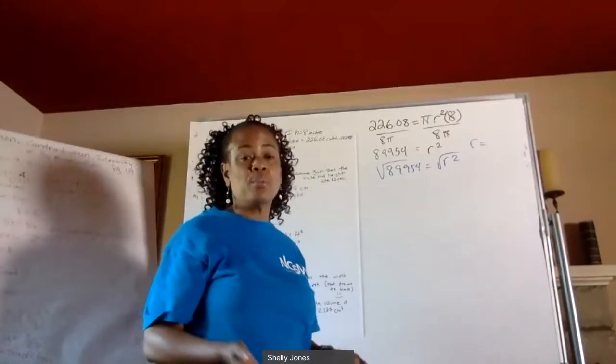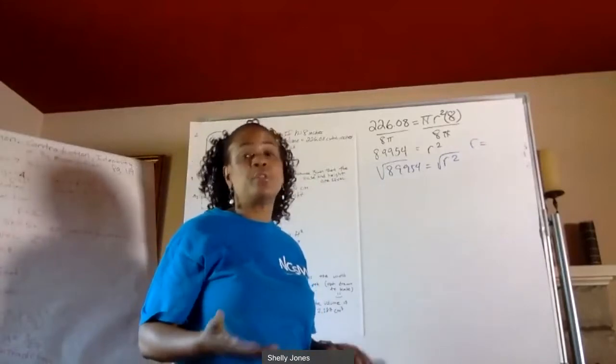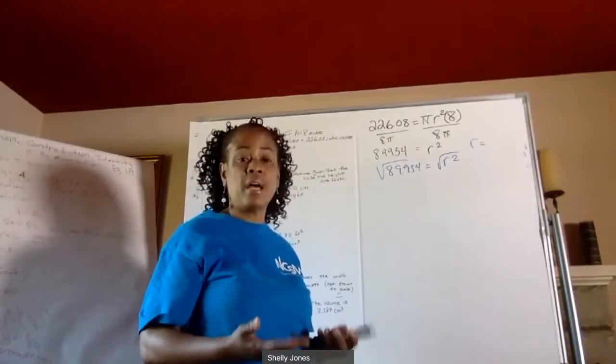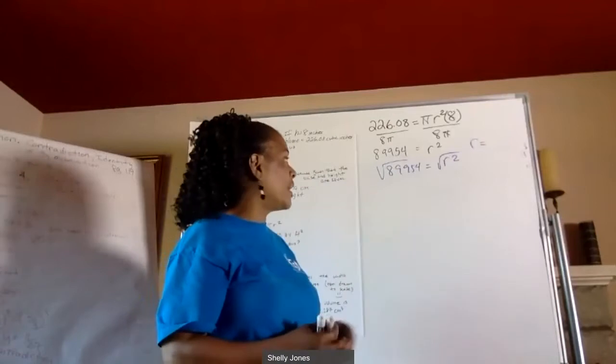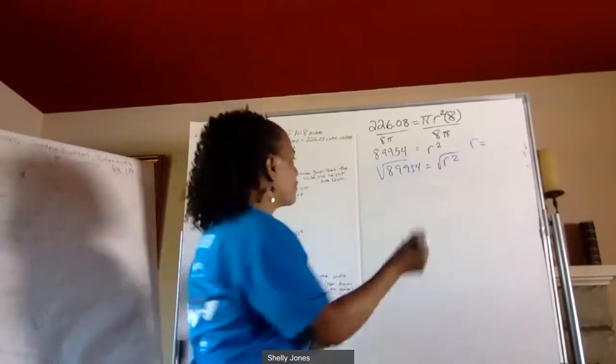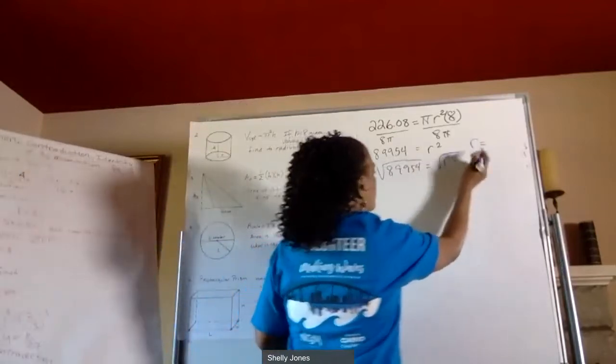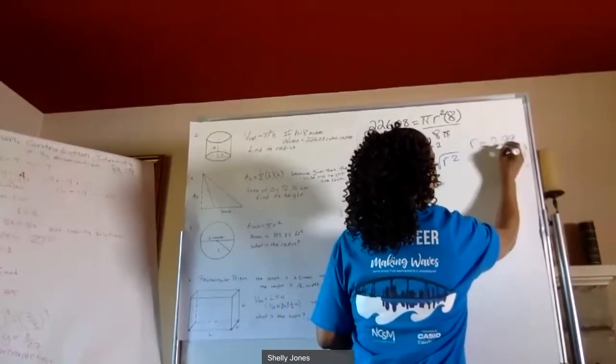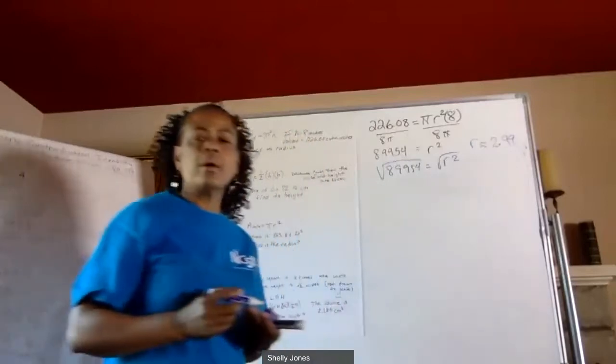So my answer should be very close to 3, but maybe just a little under 3, right? Because the square root of 9 is 3. So the square root of 8.9954 is going to be close to 3. And in fact, I'll put a little squiggly. It's 2.99 something else.